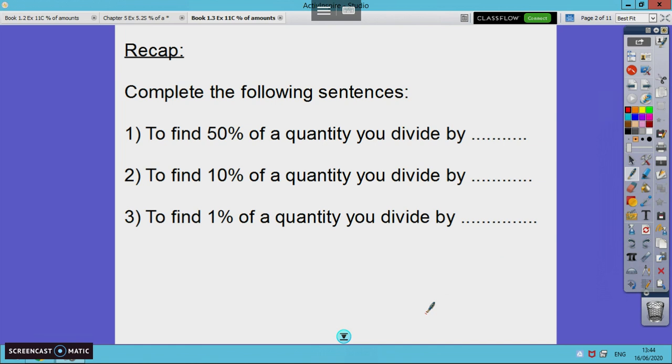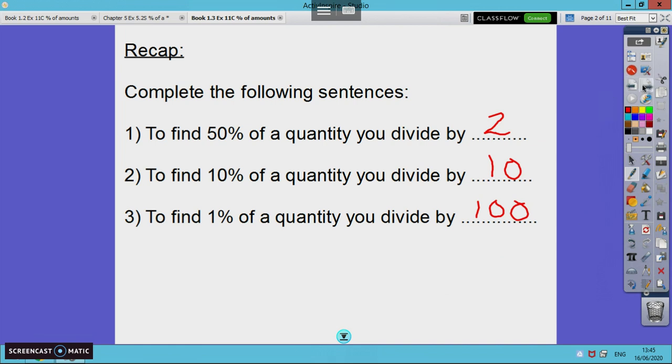So to find 50% of something, you divide by 2. To find 10% of something, you divide by 10. And then to find 1% of something, you divide by 100. Okay, so those three sentences I want you to write down, and I want you to put a box around them, highlighter around them. Please make it stand out.